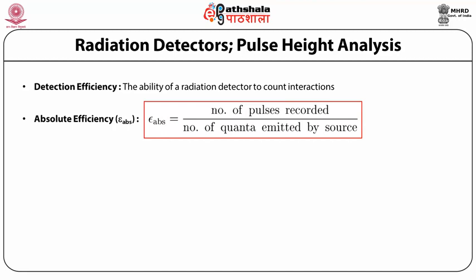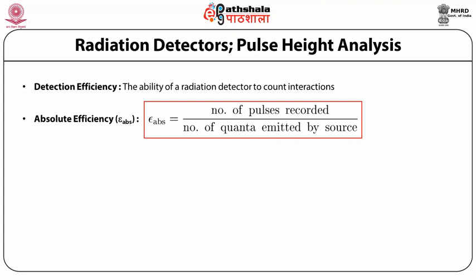So absolute efficiency is a function of the positioning of the detector in the geometry, because absolute efficiency is nothing but how many counts we are getting per second divided by how many counts are emitted from the source of radiation. So it means there is a big play of solid angle in measuring the absolute efficiency, and solid angle depends upon the positioning of the detector, that is, how close or how far the detector is put from the source of radiation. So if we put the detector close to the source, the absolute efficiency will be high. If we put the detector far from the source, the absolute efficiency will be low.